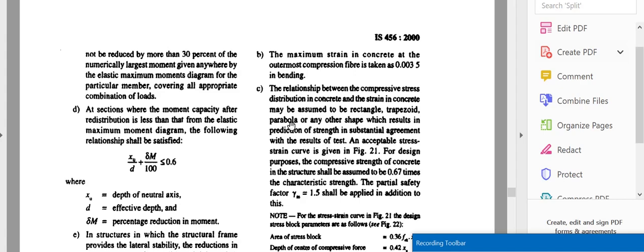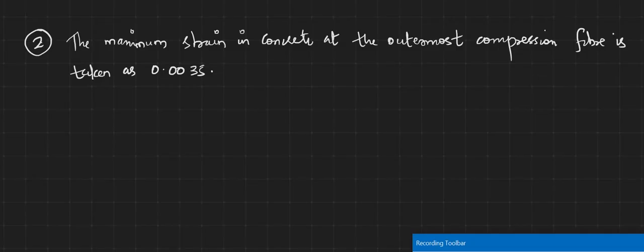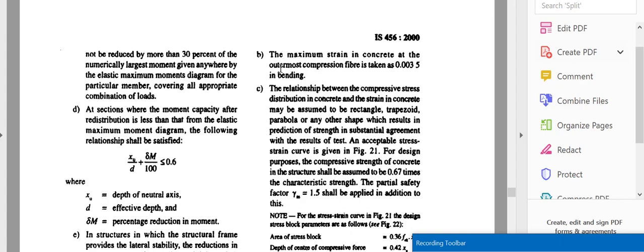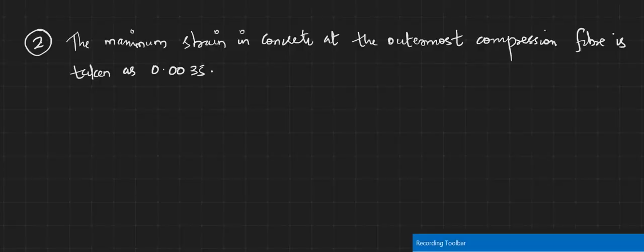Now the second assumption is, you can see here, the maximum strain in concrete at the outermost compression fiber is taken as 0.0035 in bending. This we have studied when we were discussing the stress strain curve for concrete. The maximum strain in concrete at the outermost compression fiber is taken as 0.0035.